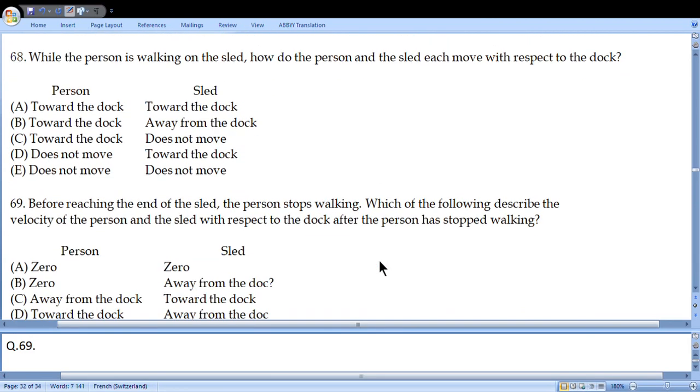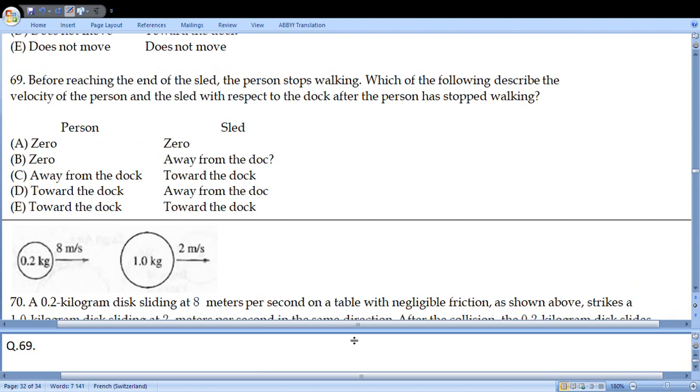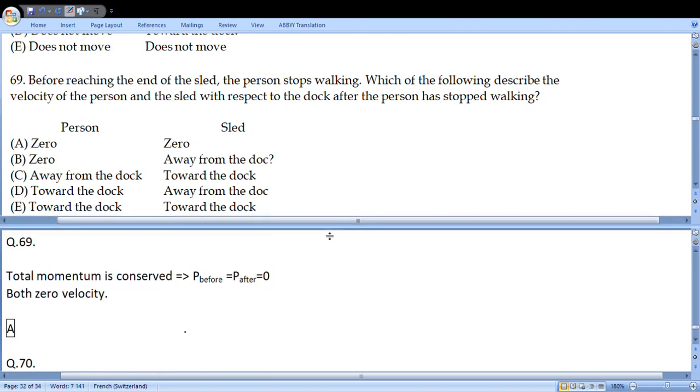69. Before reaching the end of the sled, the person stopped walking. Which of the following describes the velocity of the person and the sled with respect to the dock after the person has stopped walking?